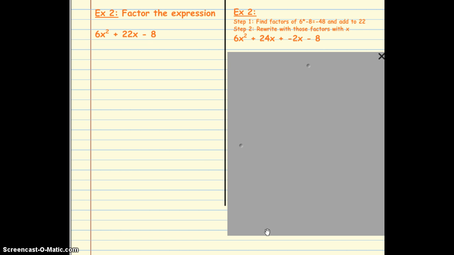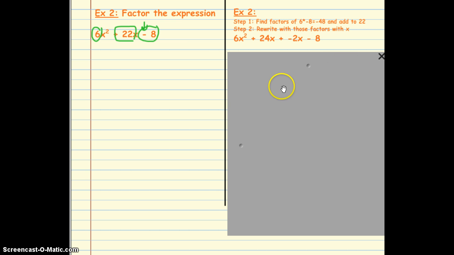Alright, example 2. This one is different because we have a negative here. Example 1 had all positives, but the steps are exactly the same. So we need to find the factors. We're going to take 6 times negative 8, so we multiply those together to get negative 48. So we need to find factors of negative 48 that add to 22. Multiply to negative 48, add to 22, that's going to be positive 24 and negative 2.